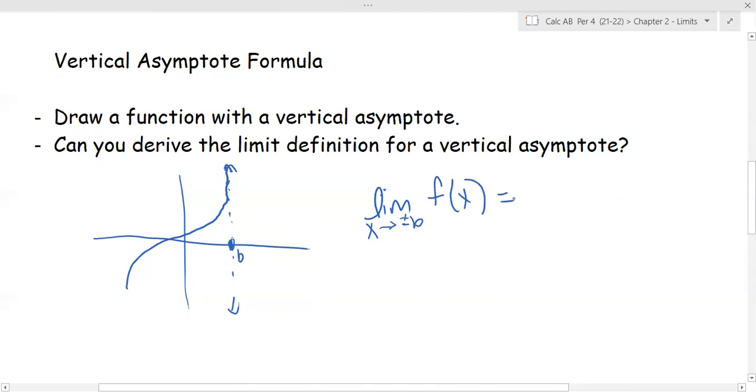So think about that for a second. As I approach B from the left or right, positive or negative B, it doesn't matter, of that function, if I have a vertical asymptote there, I'm either going to go to positive infinity or negative infinity.